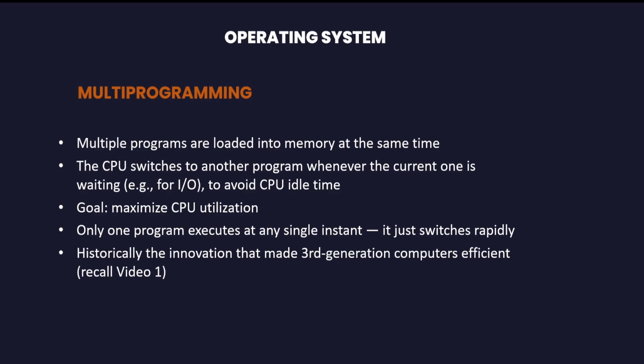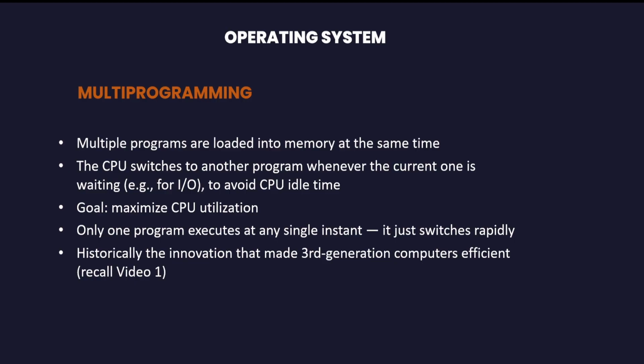Now, some important concepts of operating system. First, multiprogramming. Multiple programs are loaded into memory at the same time. The CPU switches to another program when the current one is waiting to avoid CPU idle time. The goal is to maximize CPU utilization. Only one program executes at any single instant, it just switches rapidly. Historically, the innovation that made third generation computers efficient.